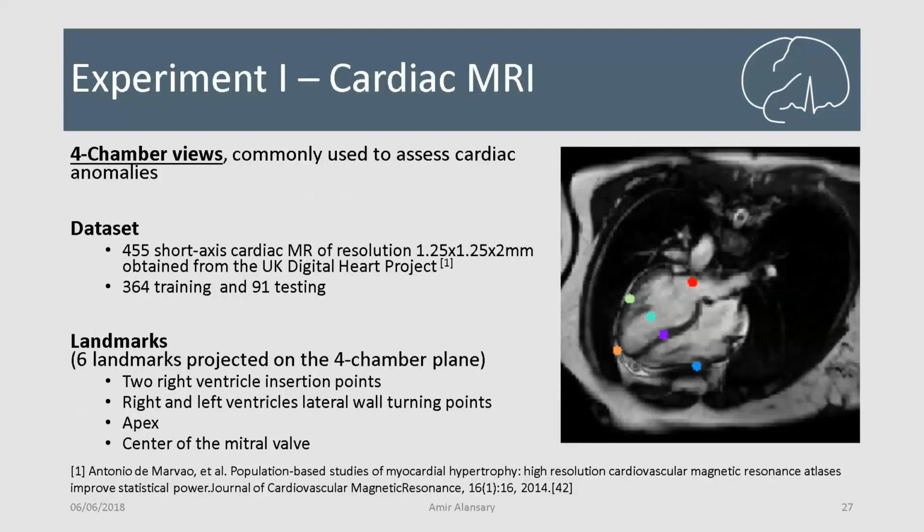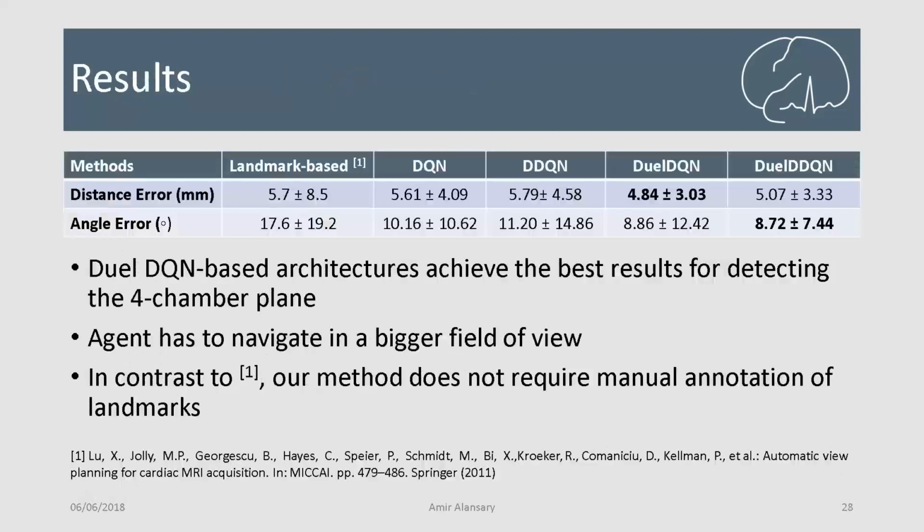So first experiment, we run this on cardiac imaging to detect the 4-chamber view. We use 364 training, 91 testing, and 6 landmarks projected on our planes to measure the error. So here, this is the results.